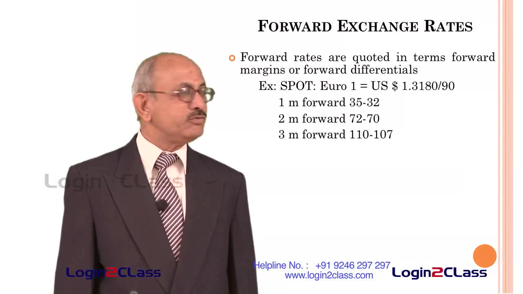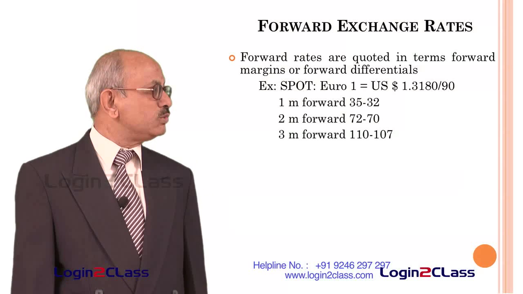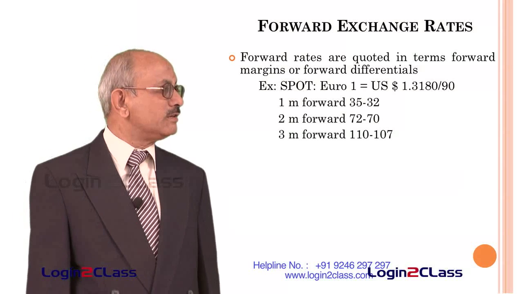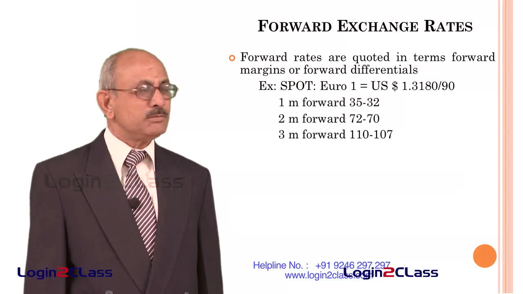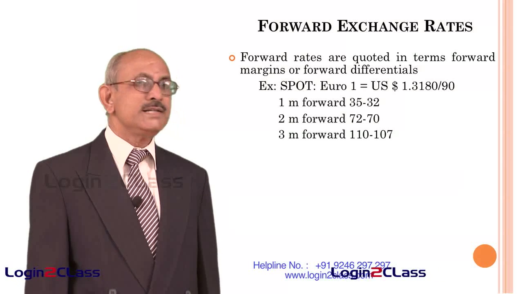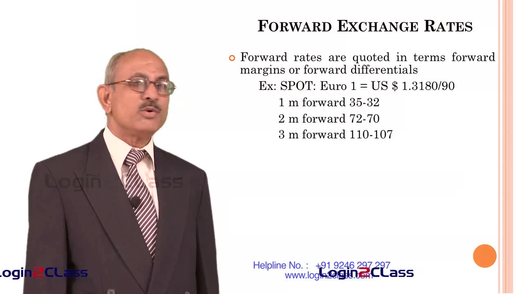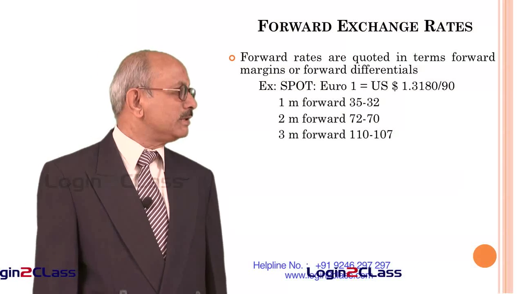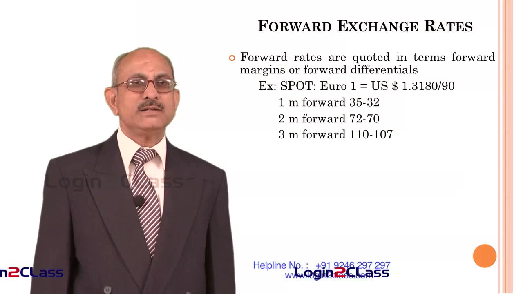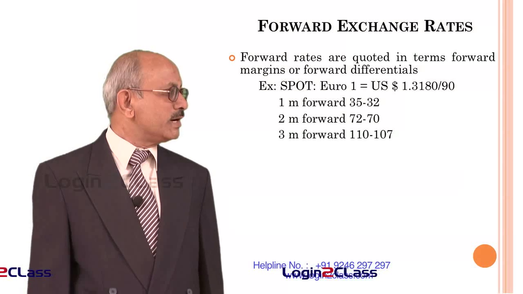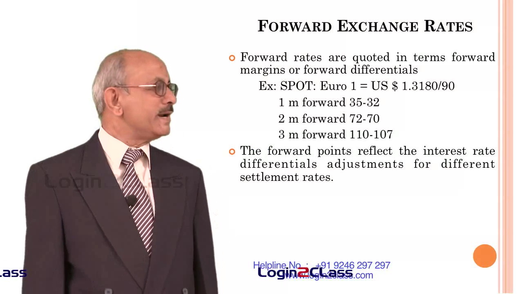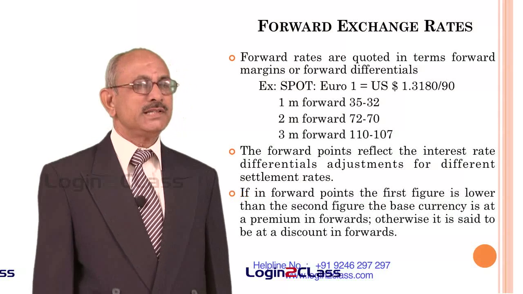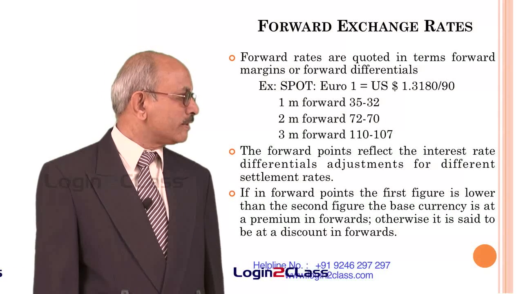Similarly, if it is a 2 month forward, you add 72, that is 0.0072. Only the last two decimals are shown without the decimal point. So you have to add 0.0072 to 1.3180, and similarly you have to add 0.0070 to 1.3190 to arrive at the 2 month forward buying and selling rate. Same thing happens in the case of a 3 month forward.